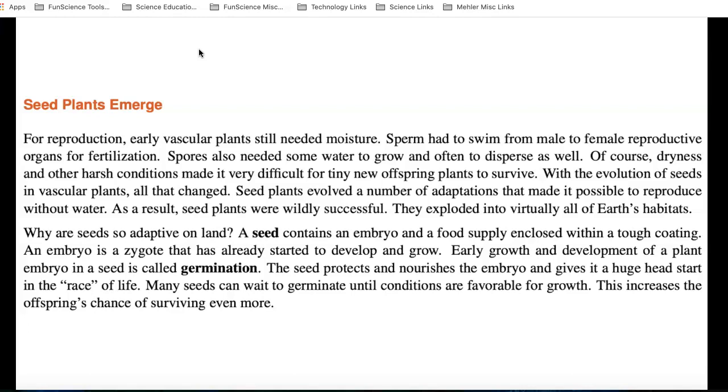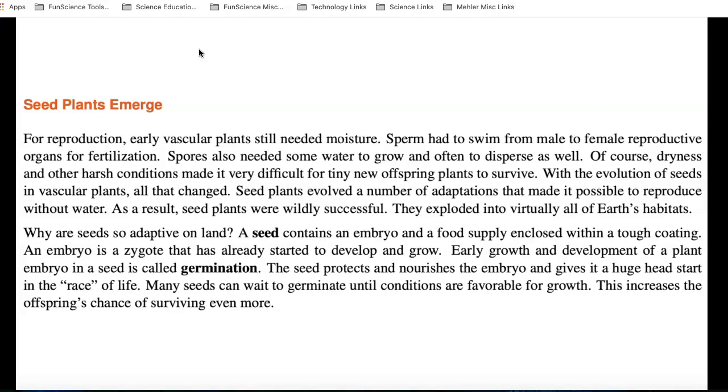Seed plants evolved a number of adaptations that made it possible for plants to reproduce without water. As a result, seed plants were wildly successful. Well, what do they mean by that phrase? What do biologists mean by wildly successful? What they mean is they were able to grow new species and grow all over the habitats of the earth.